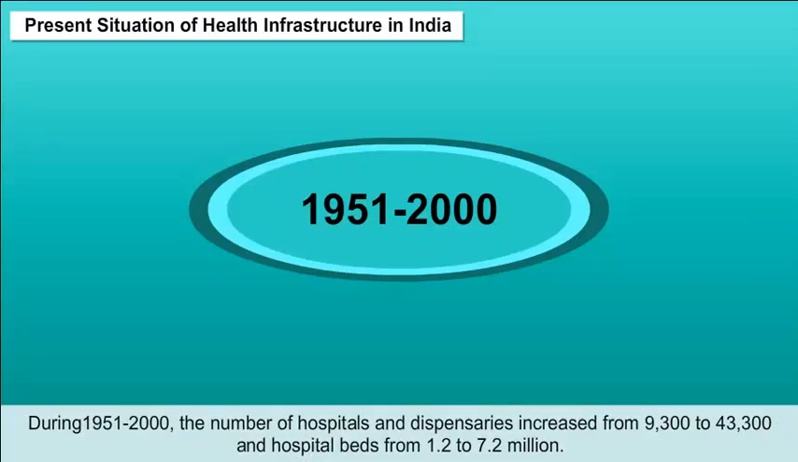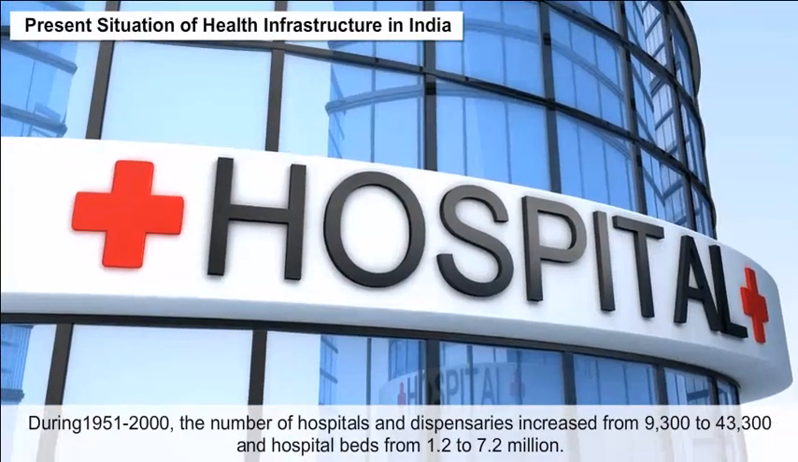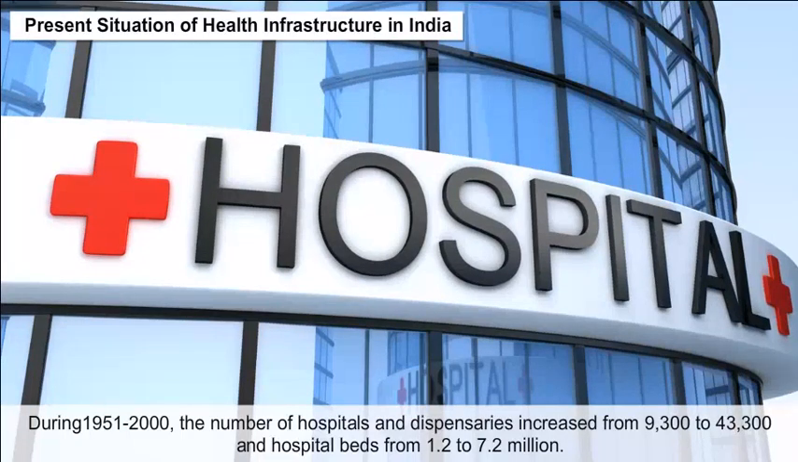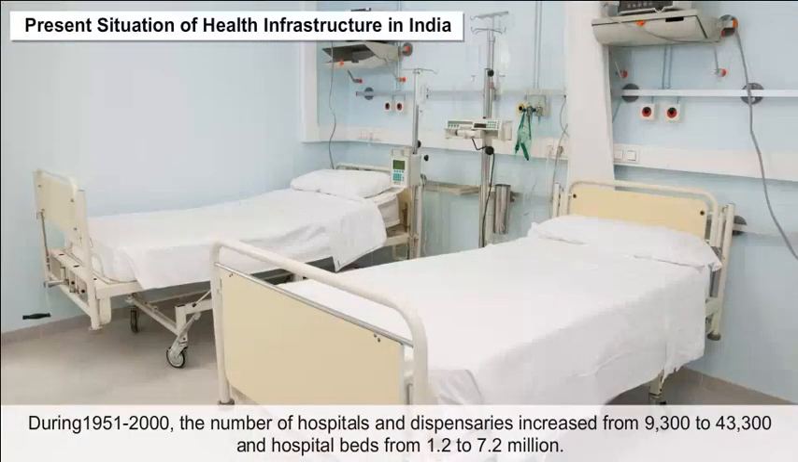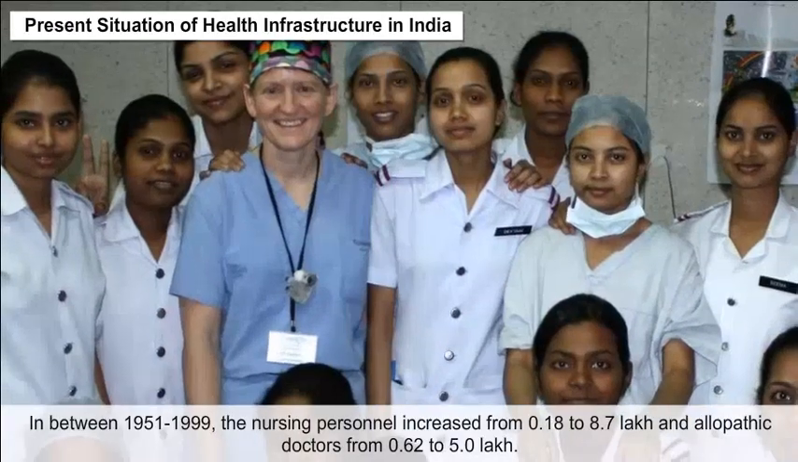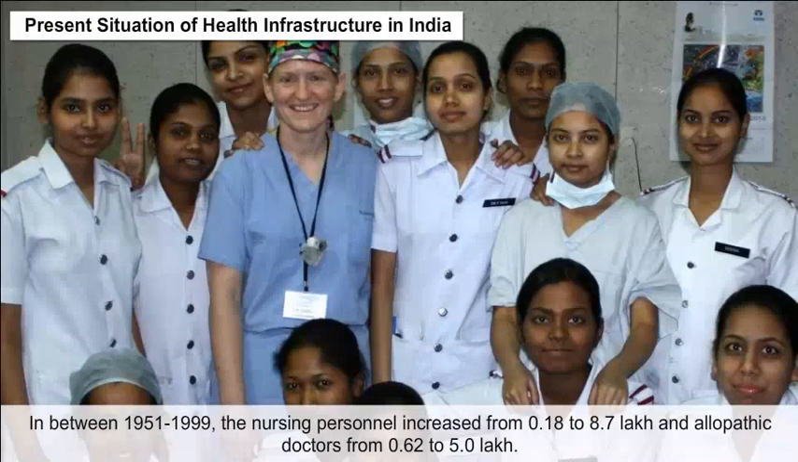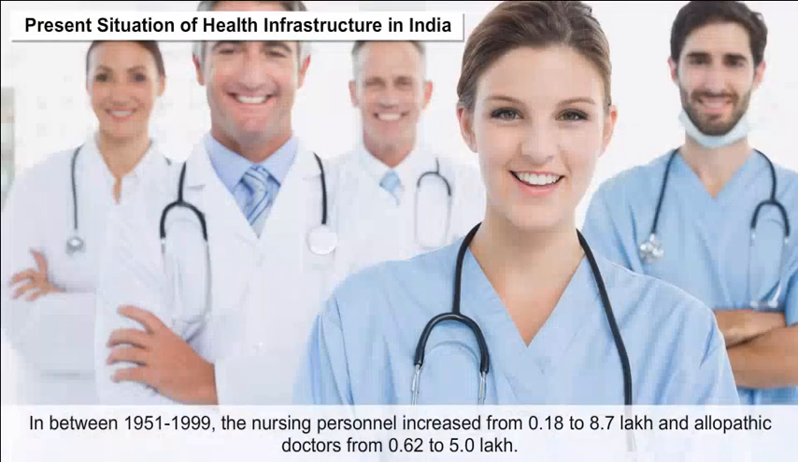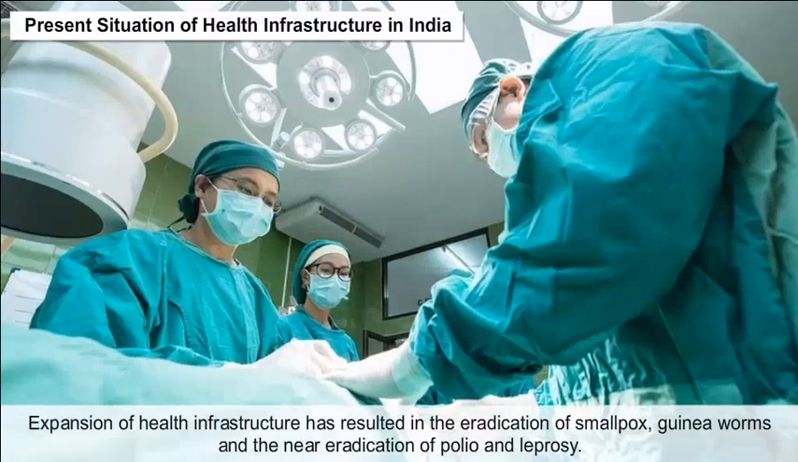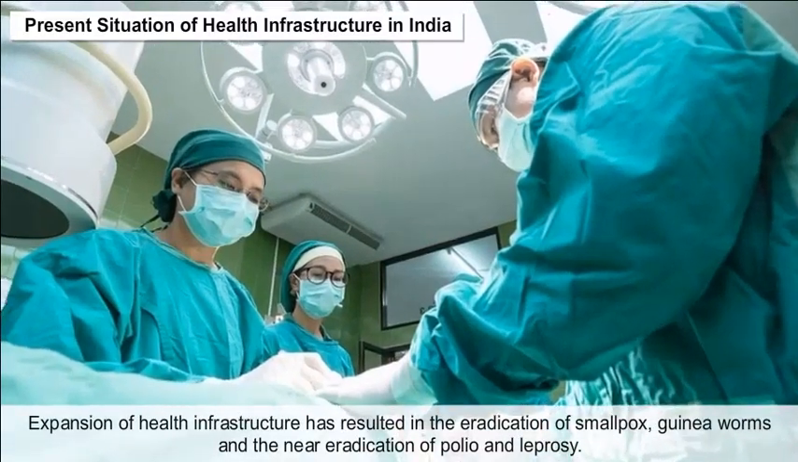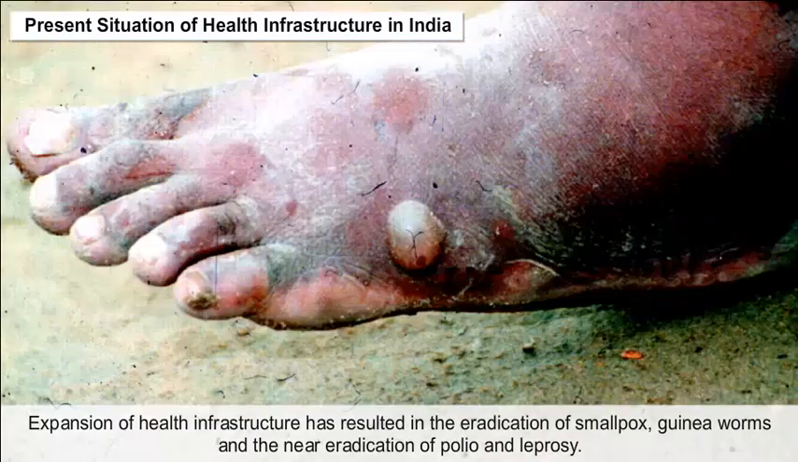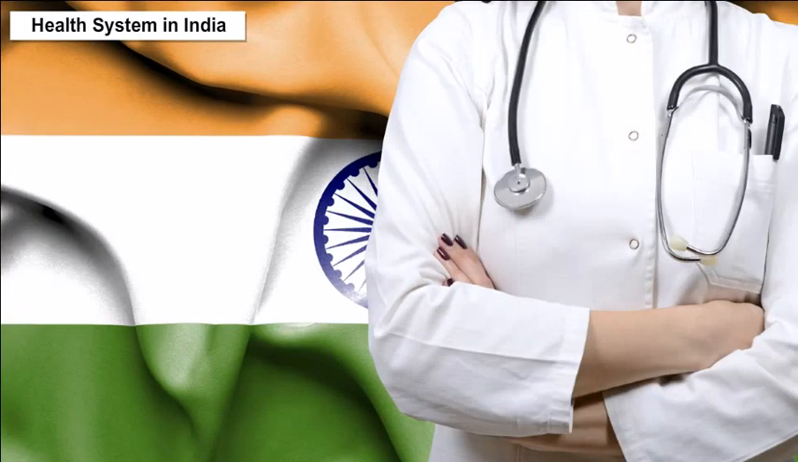During 1951 to 2000, the number of hospitals and dispensaries increased from 9,300 to 43,300 and hospital beds from 1.2 to 7.2 million. Between 1951 and 1999, the nursing personnel increased from 0.18 to 8.7 lakh and allopathic doctors from 0.62 to 5.0 lakh. Expansion of health infrastructure has resulted in the eradication of smallpox and guinea worms, and the near eradication of polio and leprosy. Health system in India.